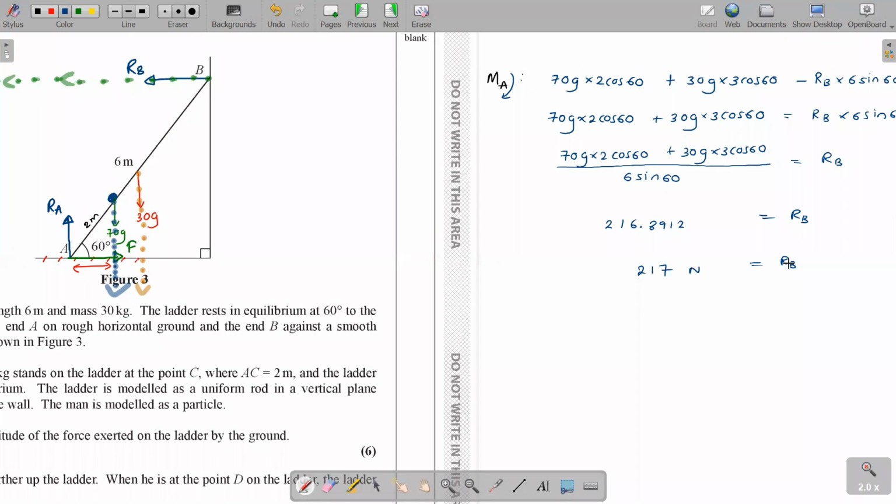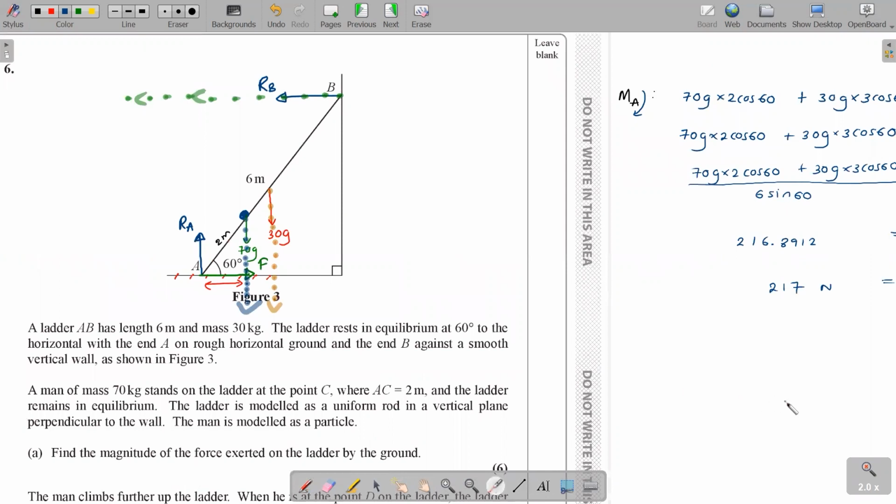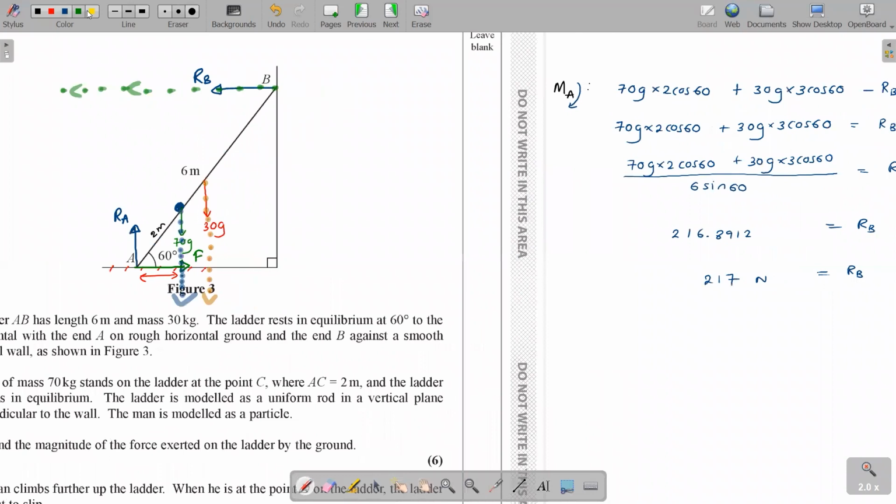So this is not done. What do we do now? We will now use vertical equilibrium and horizontal equilibrium. So vertical equilibrium, what do we have? Normal reaction A. Upward forces equal downward forces, which is 70G plus 30G. Do you agree? Normal reaction A equals 70G plus 30G. Thereby normal reaction A is 100G.